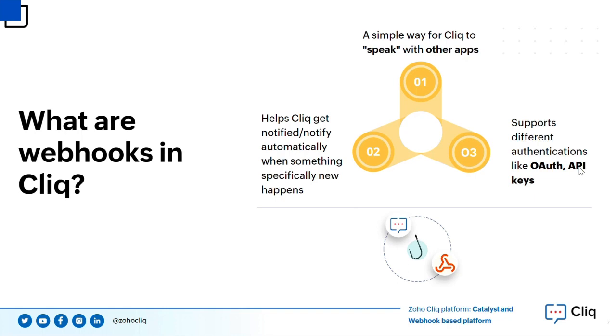Webhooks in Cliq help you notify or get notified when something specifically new happens. This something can be anything, be it a comment on a forum post or a task being finished in a task management application. It can all be configured according to your use case. Oh, and you also don't have to worry about your privacy and security issues using webhooks, since they support different authentications such as OAuth and API keys.